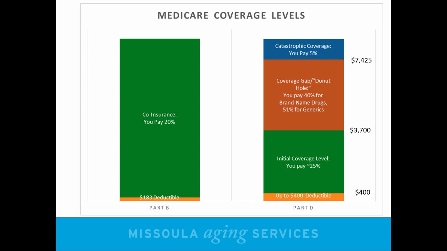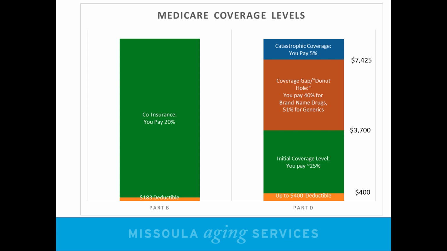I will tell you that even though you're paying 51% for the generics, and that's higher than 40%, the 40% for the brand name drugs is the real killer. Because you might be paying 51% for a $10 prescription, $5.10, but you might be paying 40% for a $300 prescription, $120.